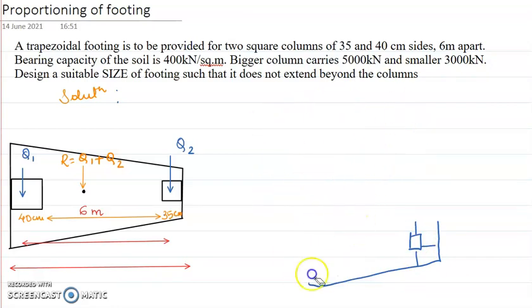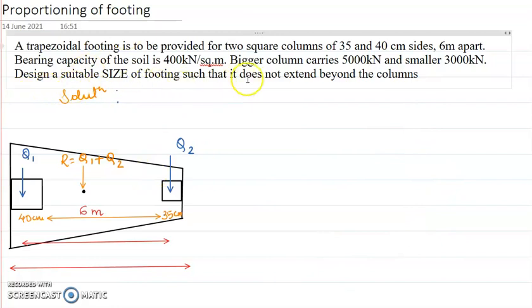Okay, but over here, the problem says that it should not have any cantilever. Why? Because it said that it does not extend beyond the columns. So a cantilever cannot be on all the sides. On two sides it's allowed, for maybe multiple reasons we don't want to know. But maybe there is a site restriction on having cantilevers. So you have to design the size of the footing in such a way that it does not extend beyond the columns.